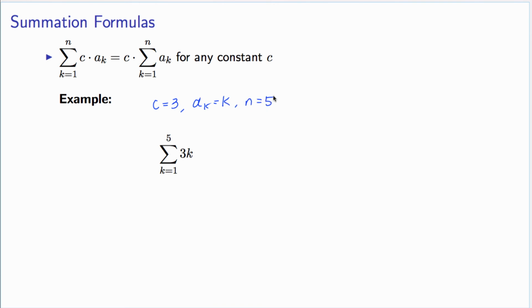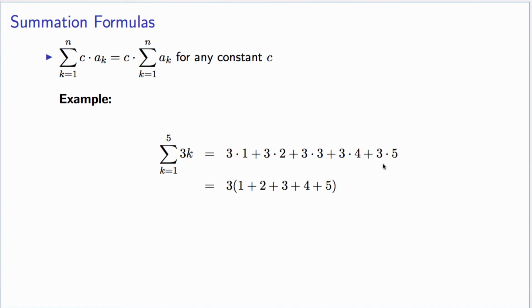Now again, let's just write out what this means. When k is 1, I get 3 times 1. When k is 2, 3 times 2, etc., up until 3 times 5. Now notice that every term has a 3, so we can factor a 3 out of all of our terms, and we get 3 times the quantity 1 plus 2 plus 3 plus 4 plus 5, which gives us 3 times 15, or 45.